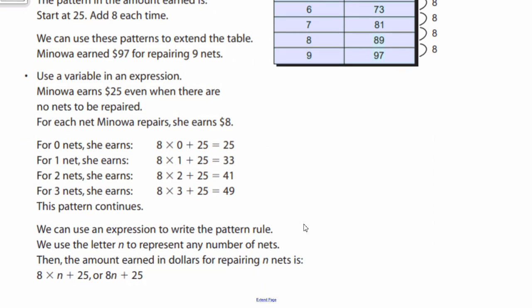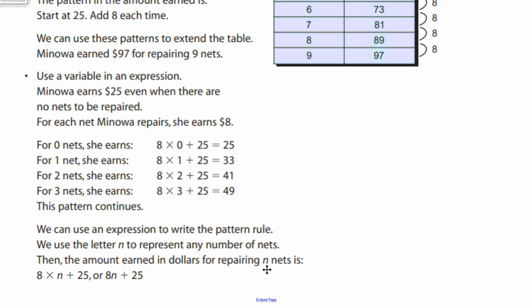So Manoa earns $25 even when there are no nets to be repaired. So we're going to have a plus 25 as part of our expression. And so you can see it here. And then to figure out how much she earns from mending nets, that is where we're going to multiply by 8. So if she mends 0 nets, we multiply by 8, 1 net, 2 nets, 3 nets. And so just like above, this is that position where our input number is. So we're going to replace it with a variable, n, for nets.